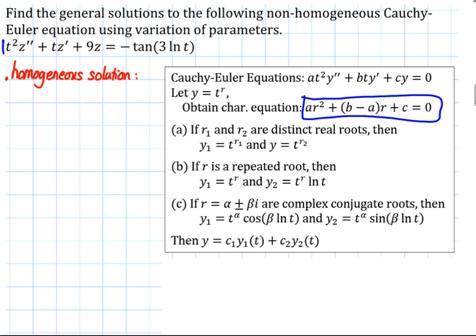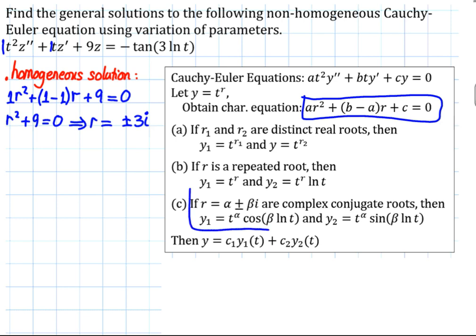So we have 1 here, so it's going to be 1r squared plus (1 minus 1) r plus 9 equal to 0. We have r squared plus 9 equal to 0. So that gives us r equal to plus or minus 3i. And when we have two complex conjugate roots, that's the solution we're going to have.